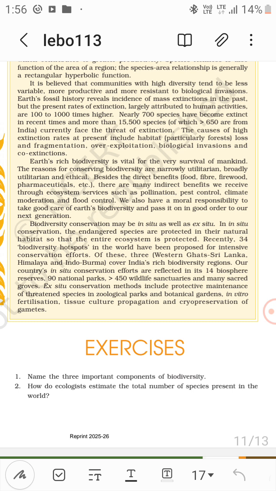Our country's in situ conservation efforts are reflected in its 14 biosphere reserves, 90 national parks, more than 450 wildlife sanctuaries, and many sacred groves.